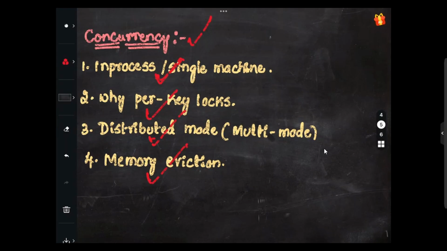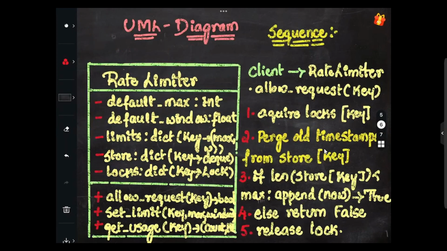Now let's hop into the main part, the UML diagram. So let's come to the main part, the UML diagram. This is the main RateLimiter class. We will have a default max, which is of type int, and a default window, which is of type float.